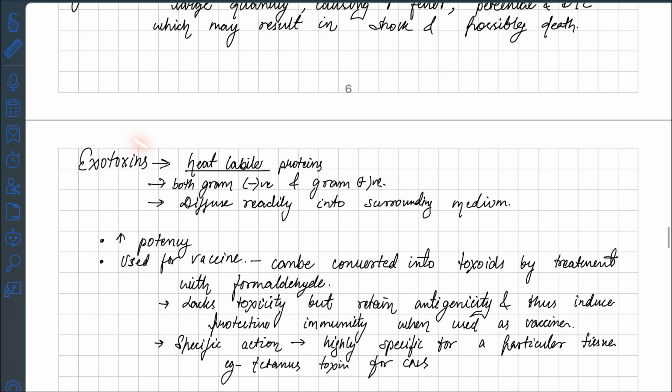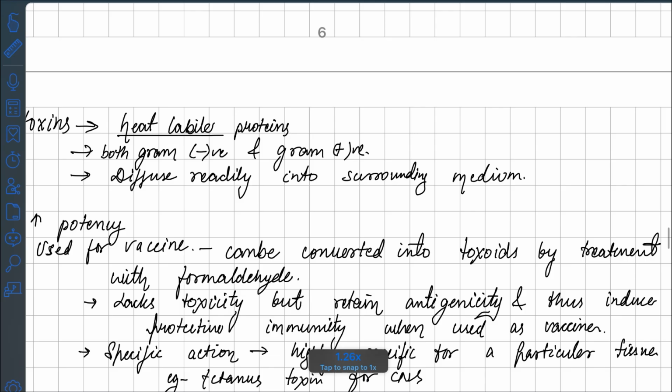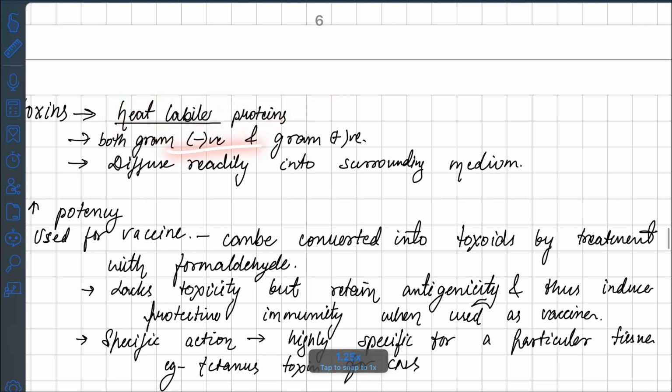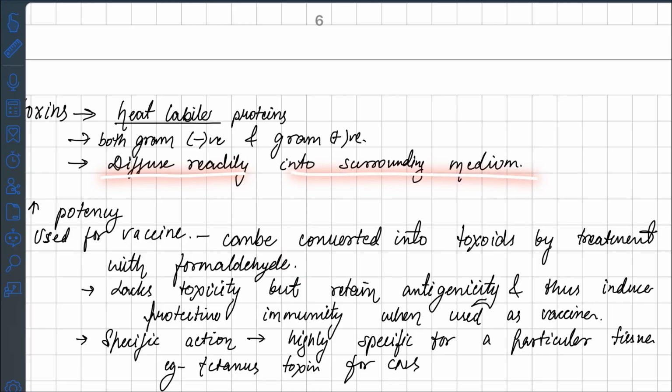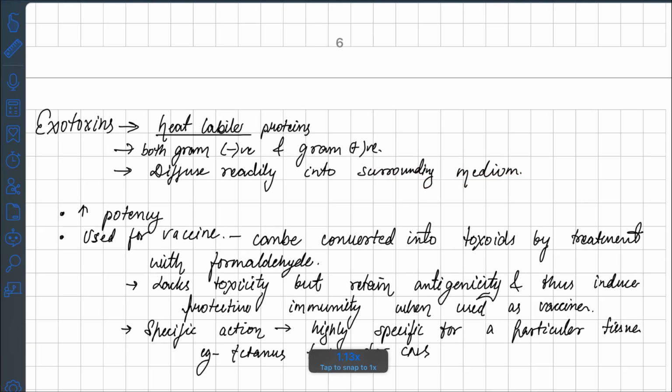Now the second toxin produced by bacteria is exotoxin. These are heat labile proteins, and they are present in both gram-negative and gram-positive bacteria. The endotoxins were specifically found in gram-negative bacteria, but exotoxins are present in both. They diffuse readily into the surroundings. That means when the bacteria is alive, these exotoxins are released into the surroundings, unlike endotoxins, which are released by lysis.